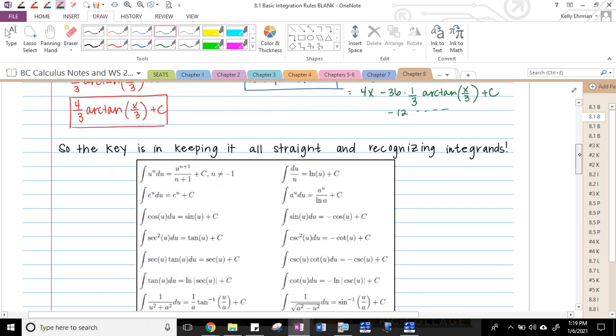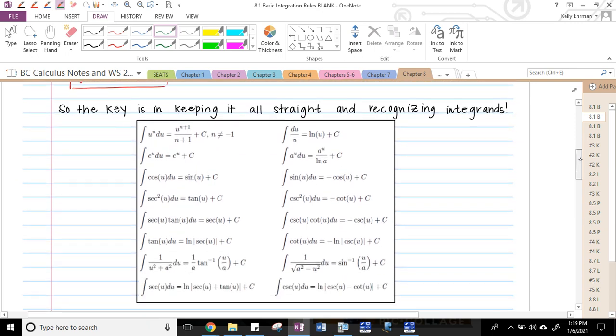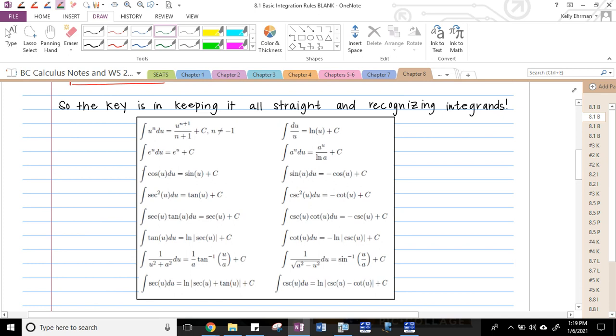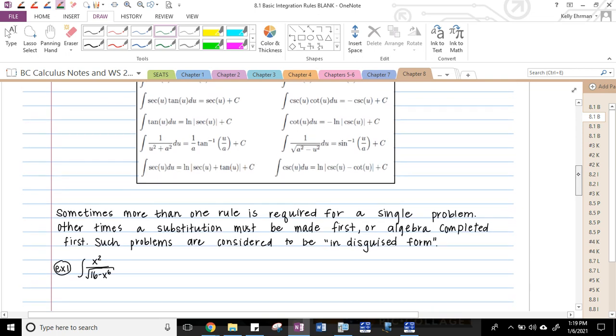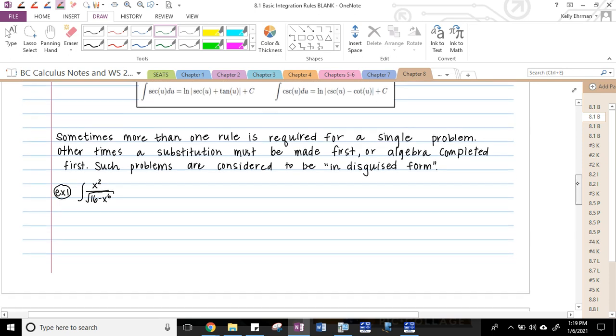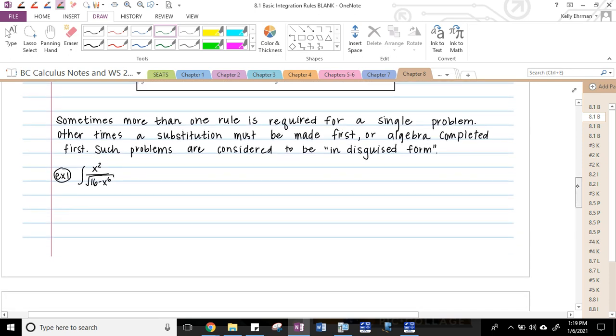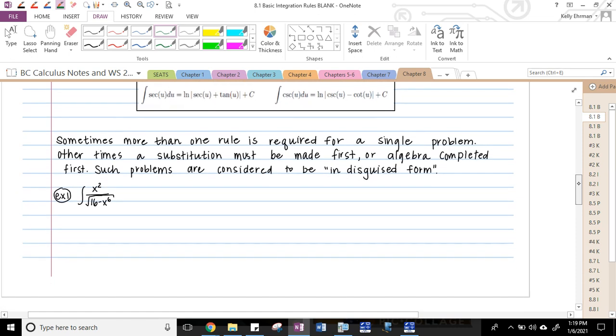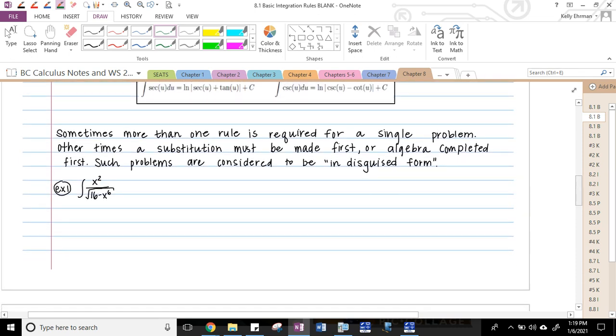Okay, so the key in this chapter to begin with is we're throwing all of our types of integration together, mixing them up, and seeing if you can keep it all straight. And it just takes practice. There's not a tried and true method for all of these. Sometimes you have to apply more than one rule. Other times substitution could come first, or maybe there's an algebra step first. So we can call these problems that are in disguised form.